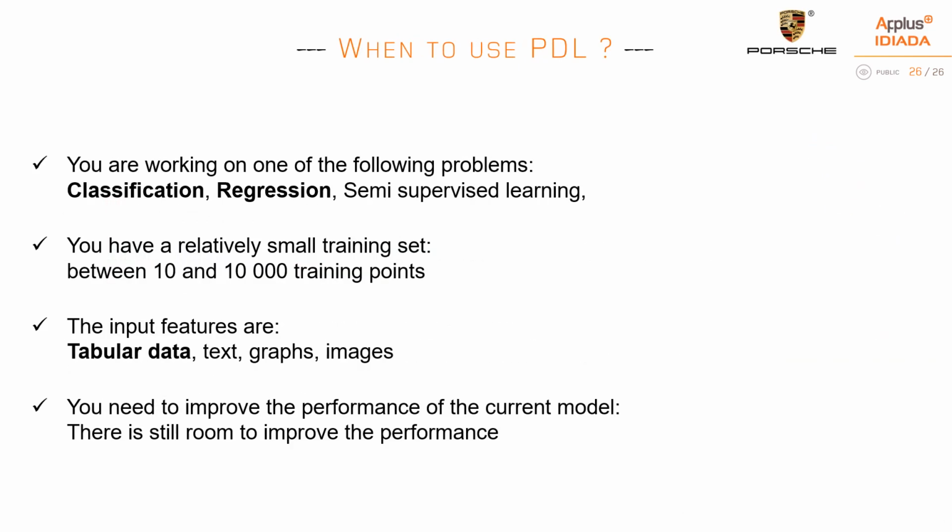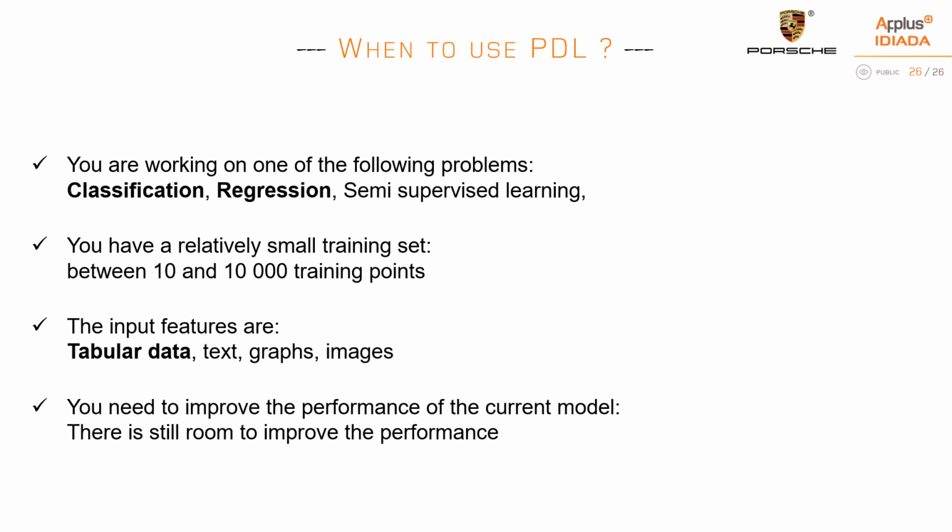If you're wondering whether Pairwise Difference Learning is a good fit for your problem, this checklist can help you decide. If you want to improve performance on a classification or regression problem with fewer than 10,000 training points, and the data is tabular, then PDL is an excellent choice. You can start directly with the library.